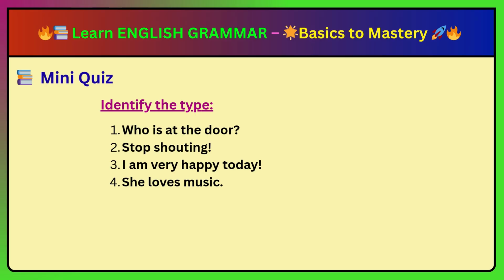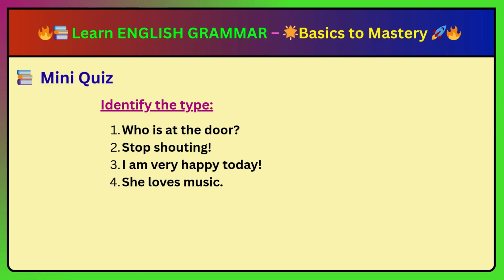Please read the following sentences carefully and identify the type in each sentence. Who is at the door? Stop shouting. I am very happy today. She loves music. Take a moment to decide, what is the purpose of each sentence?